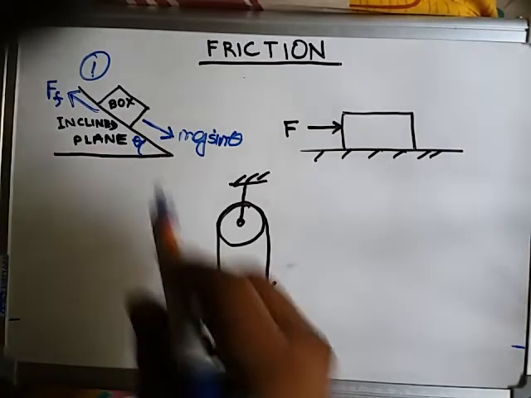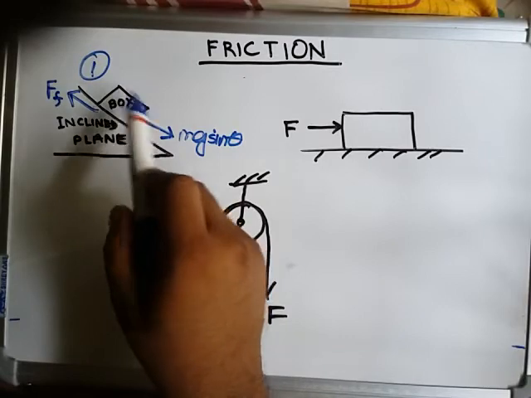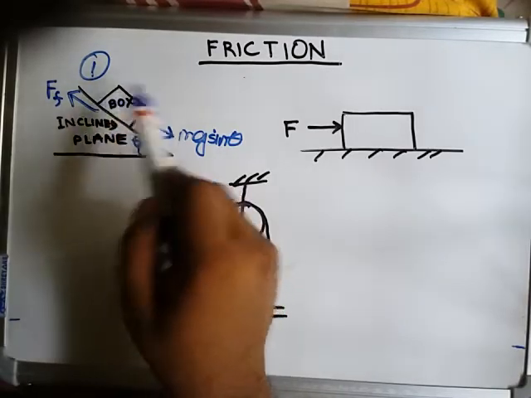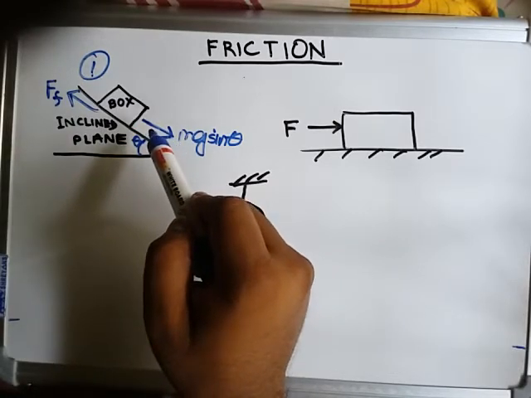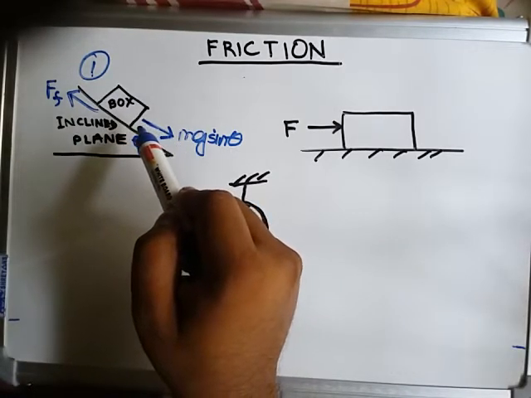Now if this body is at rest, then we call it static friction. If this body is moving, then we call it dynamic friction or non-static friction.